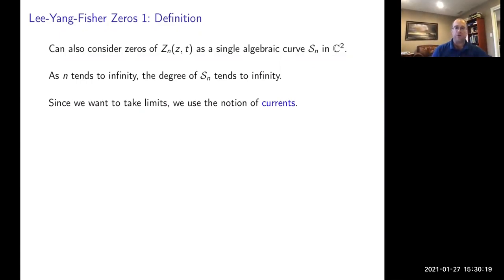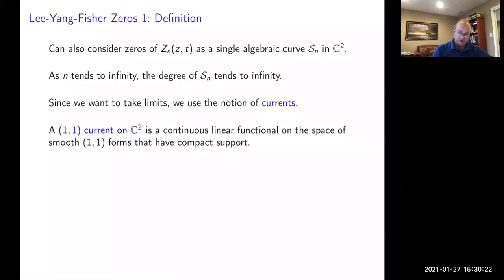And if you want to do that, you want to use the notion of currents. And by definition, a 1,1 current on C2 is a continuous linear functional on the space of 1,1 smooth forms that have compact support. So this is the analog of measures or distributions, but instead of eating test functions, they eat test forms.